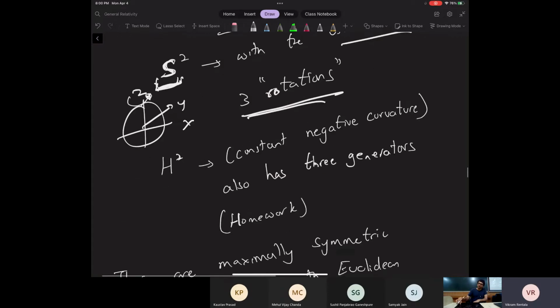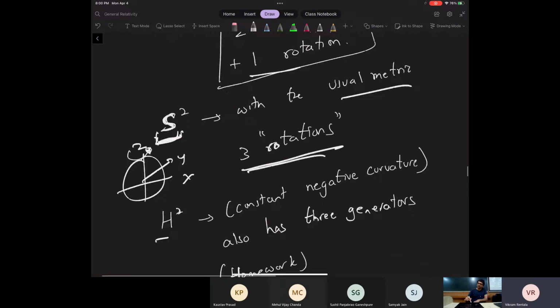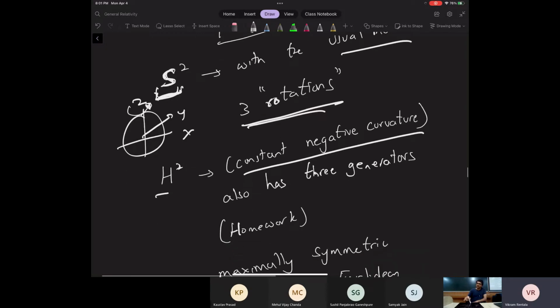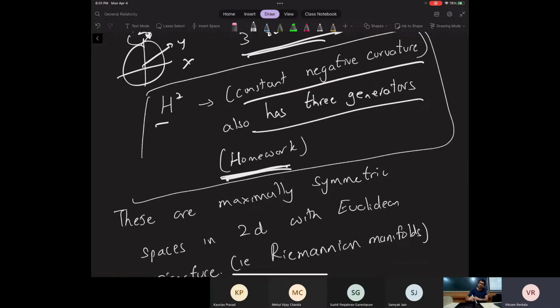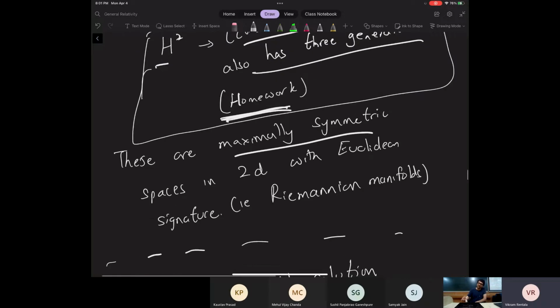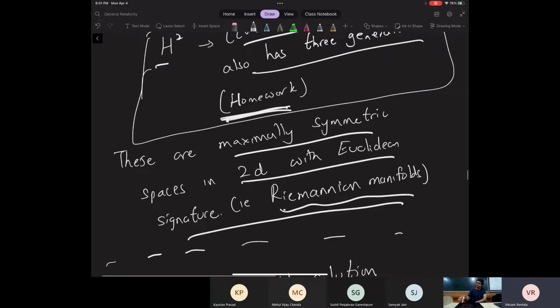Similarly, you can also show that there's a space of constant negative curvature, which you can't visualize by embedding in 3 dimensions. You can embed in 4 dimensions, but that doesn't help you visualize it. It also has 3 Killing vector fields. So I'll give you as a homework assignment to find the Killing vector fields of this symmetric space, a space with Euclidean signature, that is all positive signs in the metric, but which has constant negative curvature rather than positive curvature. Again, this has 3 Killing vector fields. These are maximally symmetric spaces in 2D with Euclidean signature. I mean, these are all Riemannian manifolds.